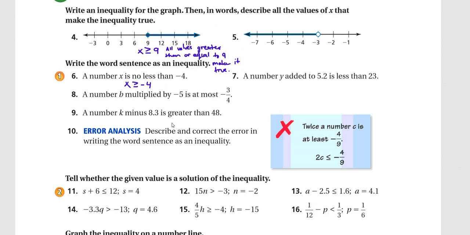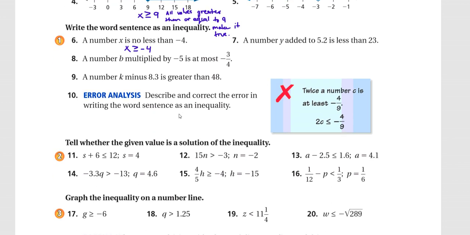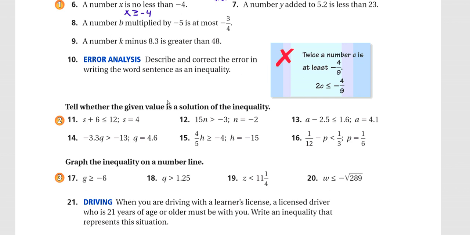Number 10, describe and correct the error in writing the word sentence as an inequality. It says twice the number C is at least negative 4/9. Twice the number C is 2C, so that part's good. It says at least. Remember, you must be at least this tall to ride this ride. You should be greater than or equal to. So that is their error. The negative 4/9 is okay. Their error is that this inequality symbol is the incorrect way. They should have put a greater than or equal to symbol because it says at least. I already corrected it on mine here, but that's what you should write down to describe it.